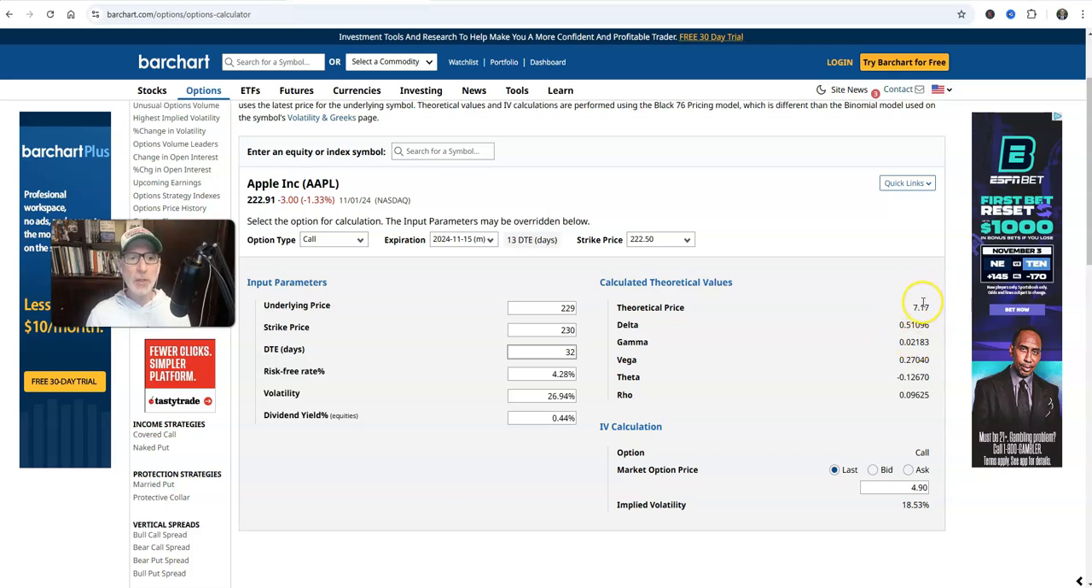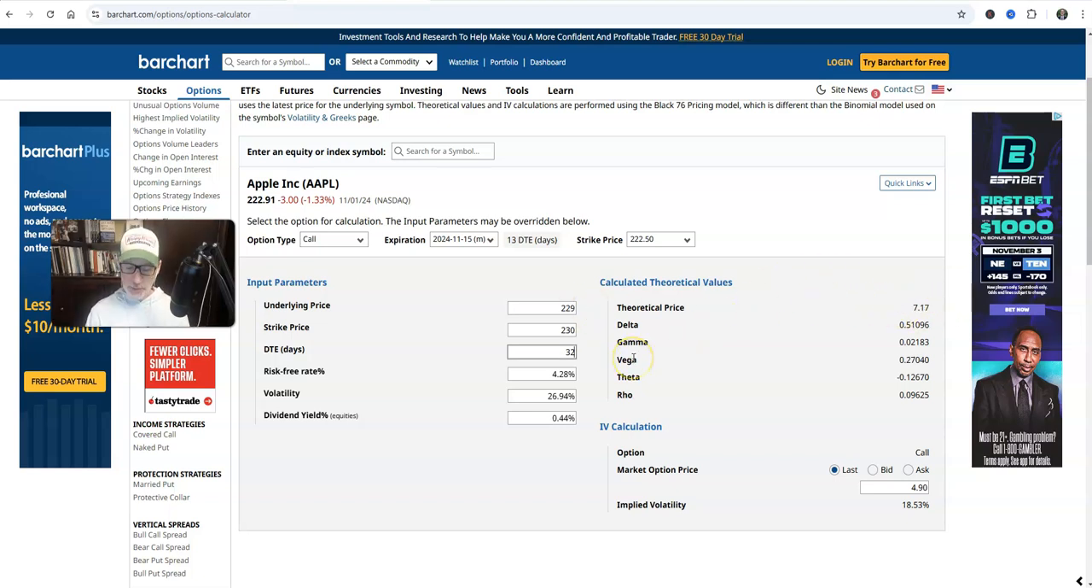$260 per contract. You bought it at $4.58, now it's worth $7.17. That's about a $2.60 gain per contract, and that happened in one day. Apple moved up from $223 to $229. It went up $6 per share just in one day. Now you're really happy. Your option value is going up.